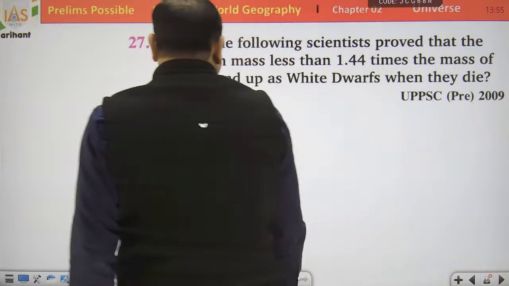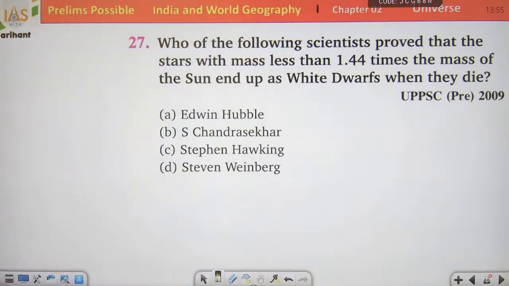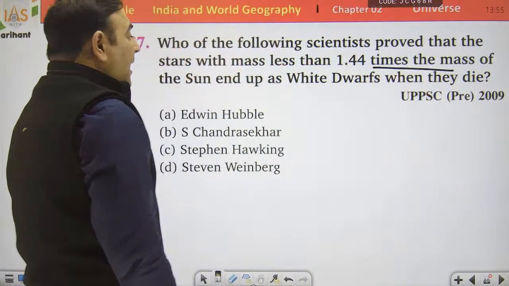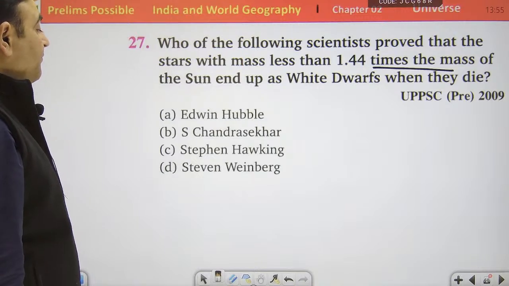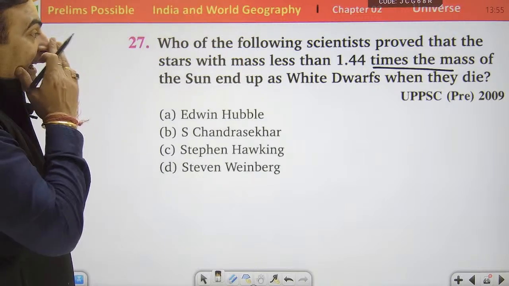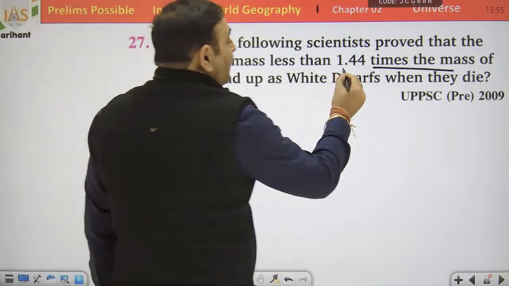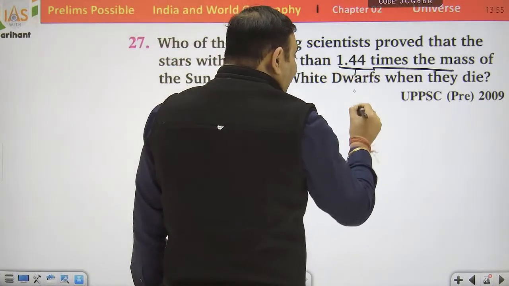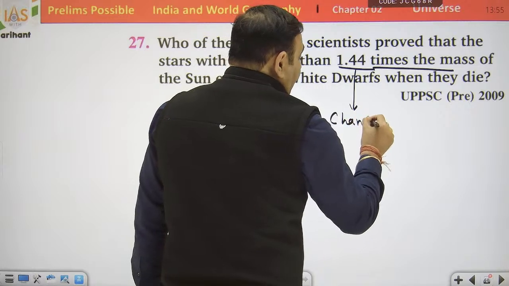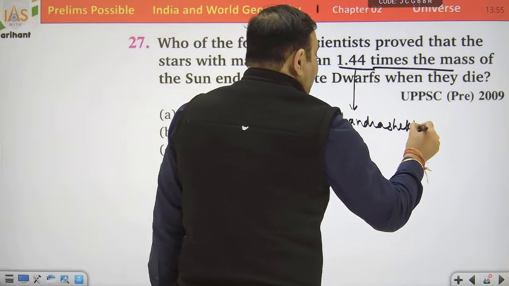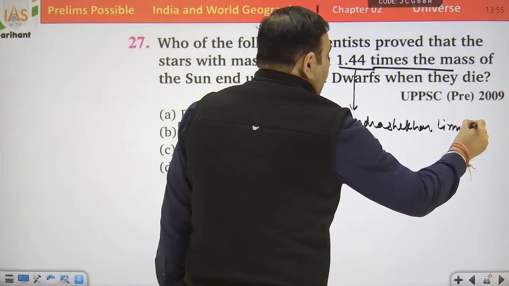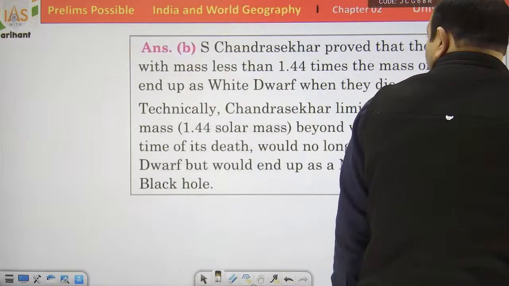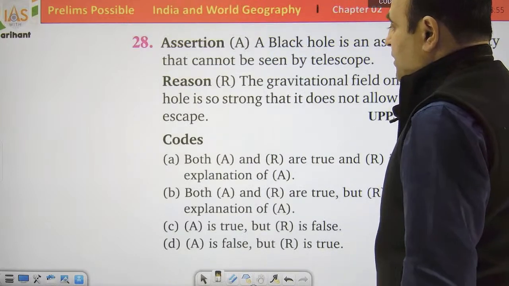Now, which of the following scientists proved that stars with mass less than 1.44 times the mass of the Sun end up as a white dwarf when they die? This 1.44 times was given by Chandrasekhar. Hence, this limit is known as the Chandrasekhar limit. Is it clear to you all?